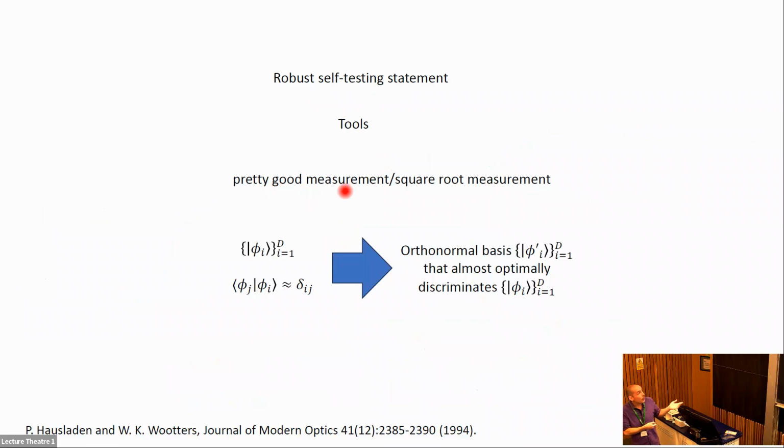One of them was the pretty good measurement. This is a measurement due to Waters. It's also called the square root measurement. If you have some states which are almost orthogonal, then there is an orthonormal basis that almost optimally discriminates them. The reason to work with this square root measurement is that mathematically it is very easy to describe, so it's very easy to use it to get bounds. That plays an important role. Without it, you will get these exponential towers or something worse.